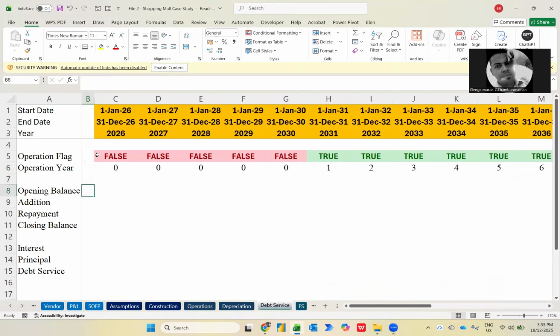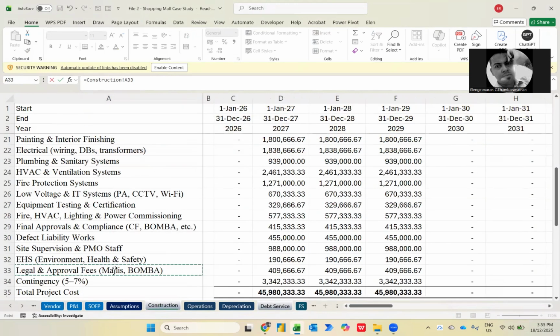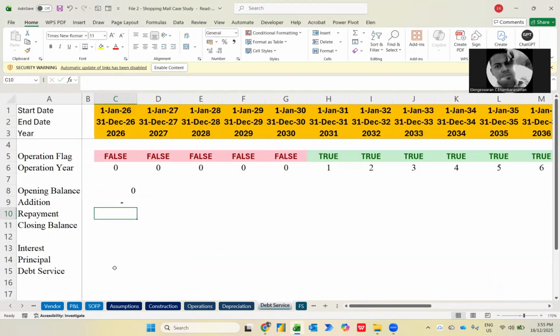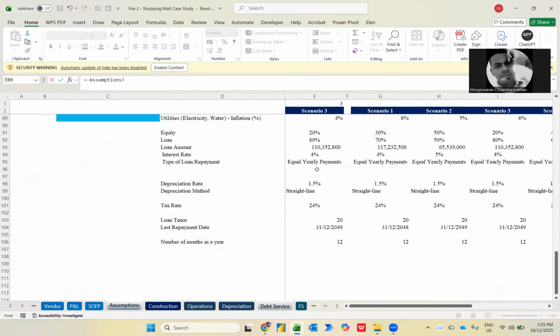Alright, there you go. And then you have opening balance, which is based on here. Your addition, because we borrow money. So the borrowed money is based on construction, and you base it on the loan injection, because this is when we borrow money. Repayment, you have to bear in mind, is something that reduces your loan. So equal negative, and when you look at your assumption, this is equal yearly payment. That means every year we pay the same amount. So we select the loan amount, lock this, divided by our number of loan tenure, which is 20 years, lock this and enter.